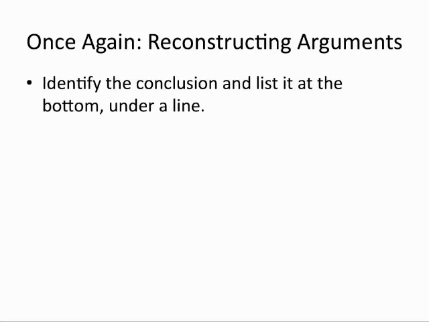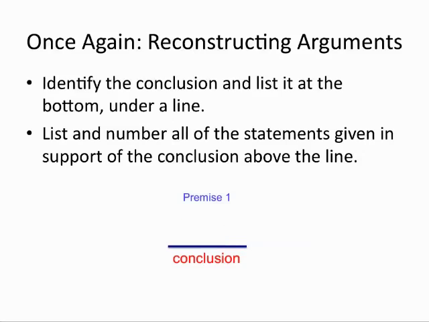Let's do this once again to be sure that we understand the method. First, write the conclusion at the bottom and place a line above it. Then, list the premises above the line. The information above the line serves as support for the claim that is below the line. This is the standard format for reconstructing arguments.